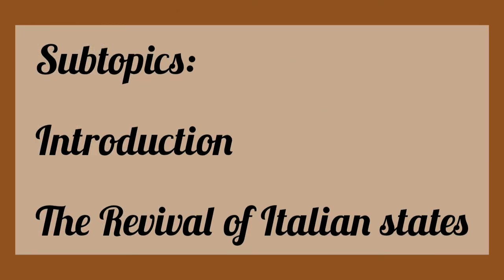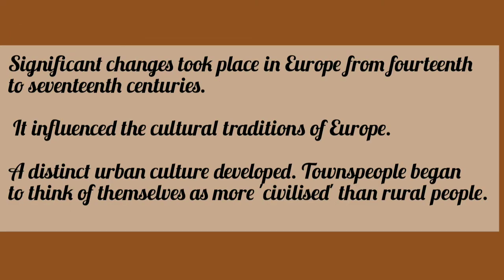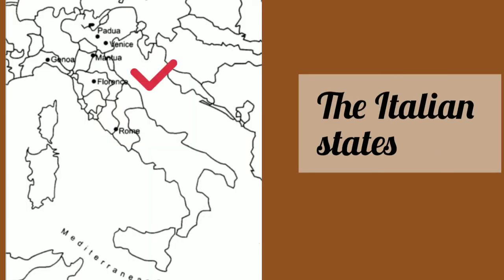As the name says, changing cultural traditions, we will learn about the changes which occur from the 14th to the end of the 17th century in Europe. During that time, towns were growing in many countries of Europe and a distinct urban culture also developed. Townspeople began to think of themselves as more civilized than rural people. Various towns, particularly Florence, Venice, and Rome, became centers of art and learning.